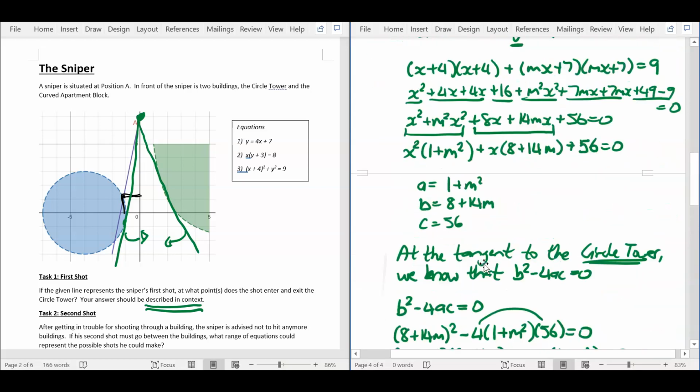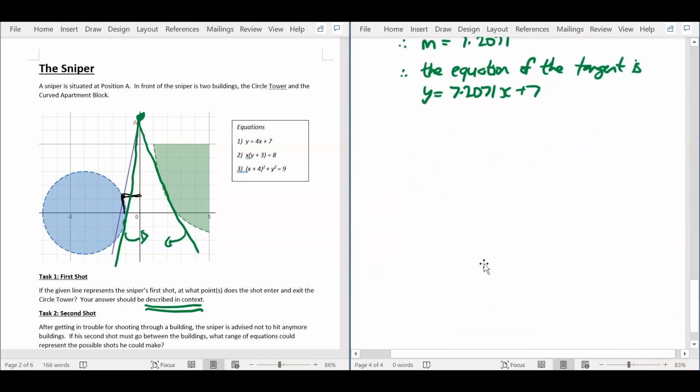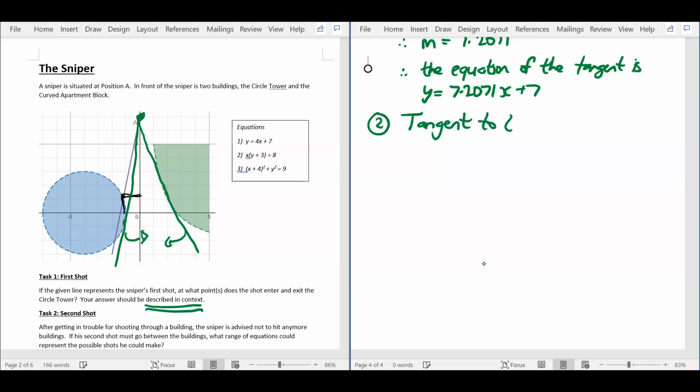So a lot of working for the circle tower. We now need to replicate that for the second tangent to the curved building. This one won't be as bad. The maths ends up being quite nice. So, tangent to the curved apartment building.